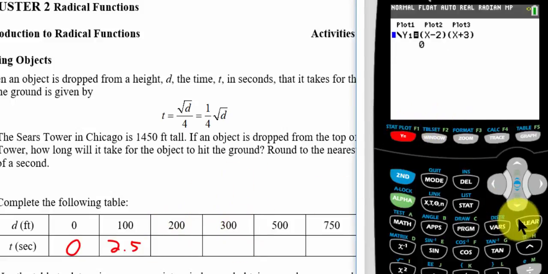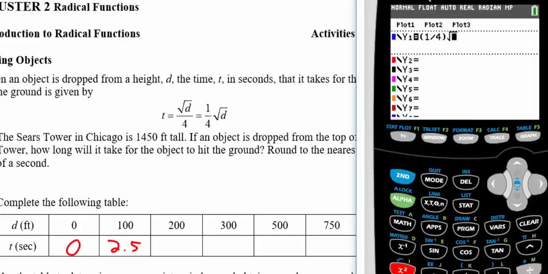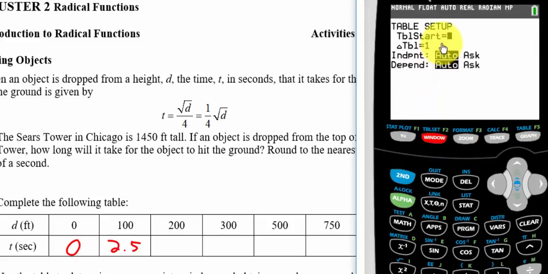The other way would be if we actually go to y equals. Clear everything out. I can put in 1 divided by 4, and then we're going to multiply by the square root, and we'll call this x. So instead of using d, we'll use x. If I set up my table, I press second window, table set. I'm going to start at 0, but instead of counting by 1, let's count by 100. Actually, since we need this 750, let's count by 50. So we'll go 0, 50, 100, and so on.